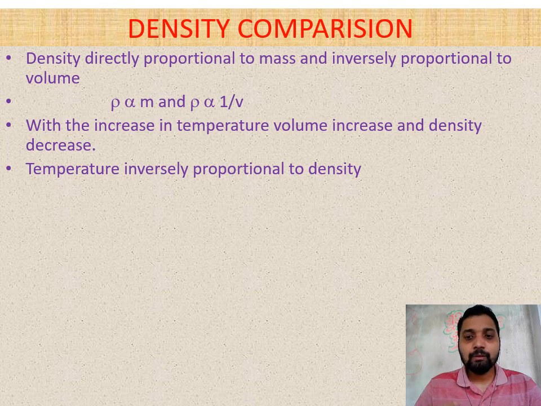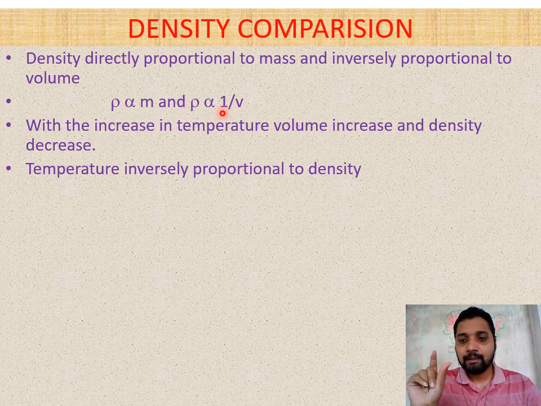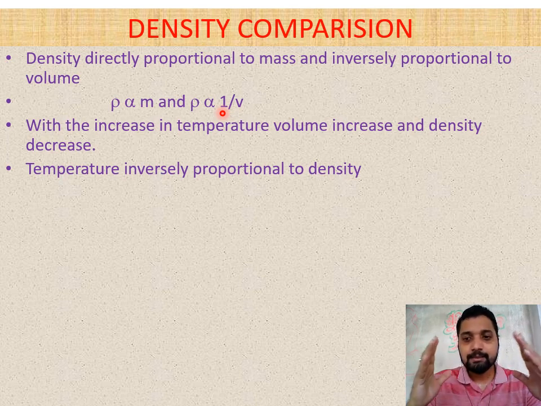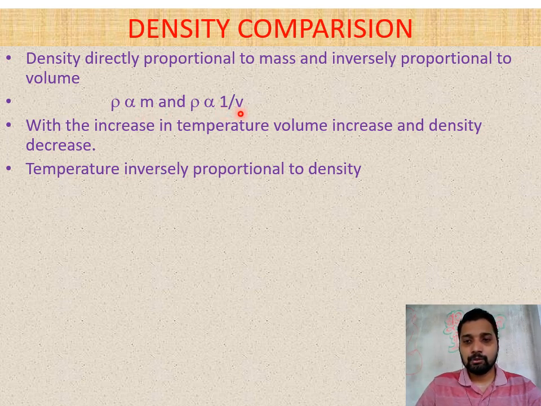That means when volume remains constant, with the increase in mass, density increases. Means in a certain space, if the number of particles increases, density is more. If the number of particles is less, the density is less. That means density is directly proportional to mass, whereas if we come to the volume, if 100 particles are present in this much space and the same 100 particles are present in this much space, once the space increases, the particles are loosely packed. That means density is less. Means density is directly proportional to mass, whereas inversely proportional to volume. With the increase in volume, density decreases.